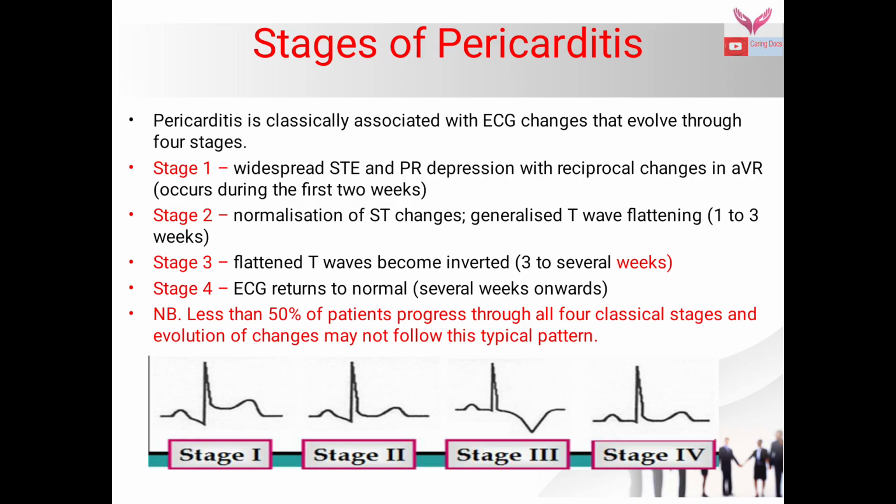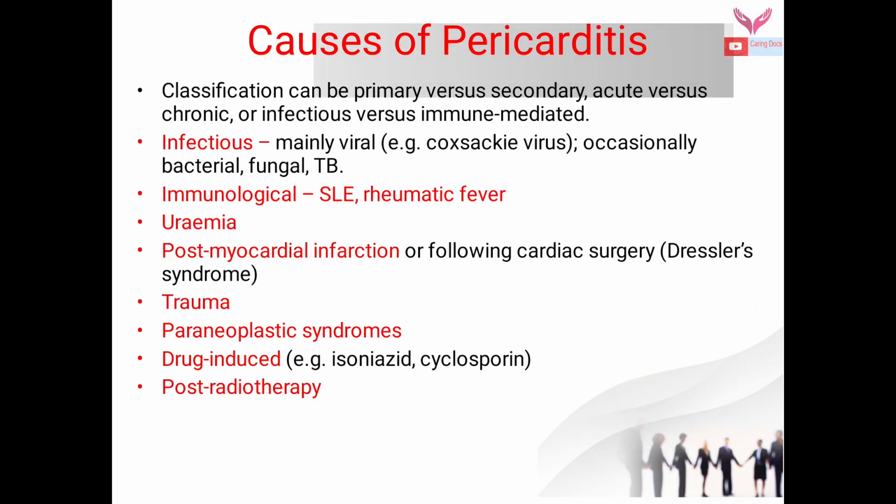Stage 3 is characterized by flattened T waves. The flattened T waves become inverted and it takes 3 to several weeks. And stage 4 is when the ECG returns to normal and it is seen several weeks onward. Less than 50% of the patients progress through all the 4 classical stages, and evolution of the changes may not follow this typical pattern.